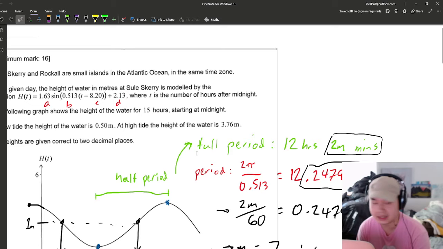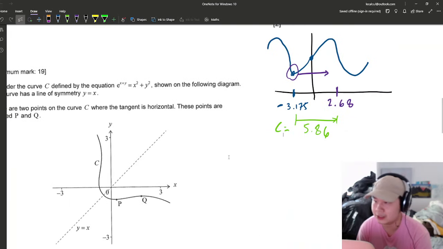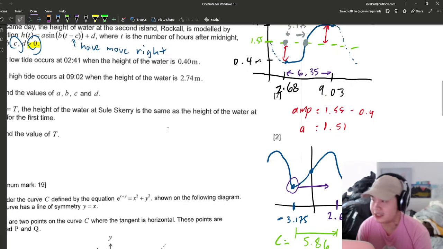Okay, how long is this question? 16. Shoot, I've been talking about this question for way too long. And then what's the last one?